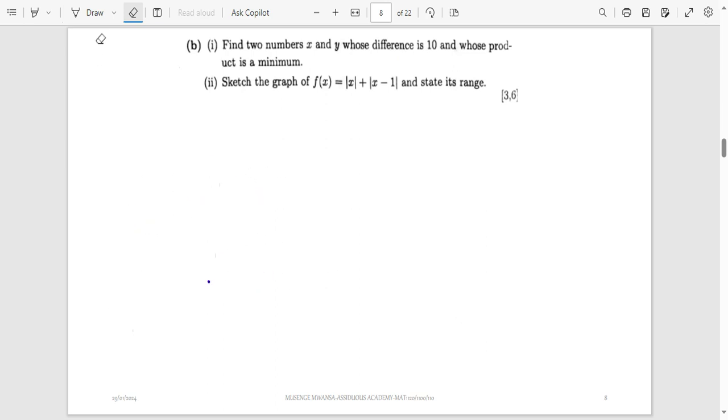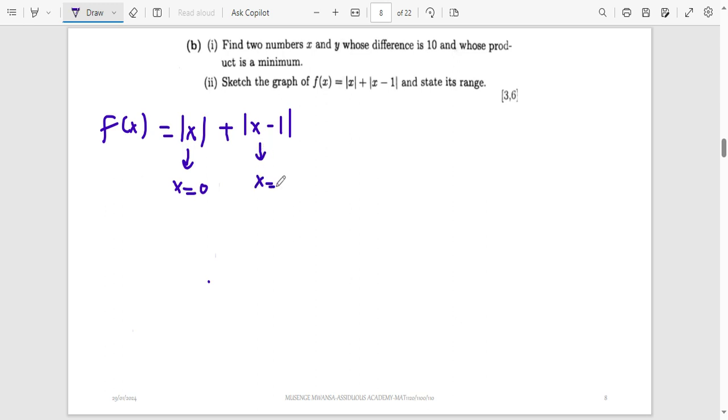Okay. Sketch the graph of f of x, which is absolute value of x, plus absolute value of x minus 1. When you are sketching an absolute value function which has got two absolute values, what you do is you are going to redefine your function. Equate this one to 0, you are going to find that x is equal to 0. Equate this one also to 0, you are going to find that x is equal to 1.